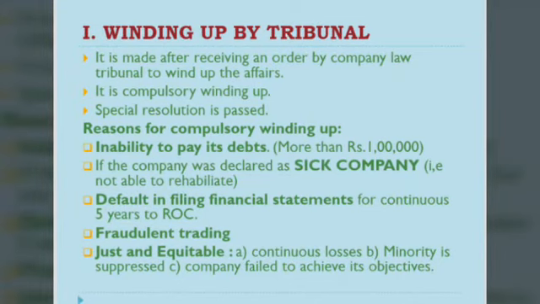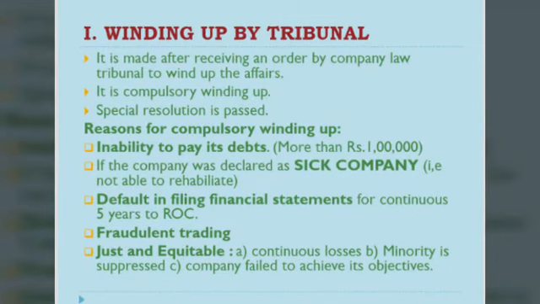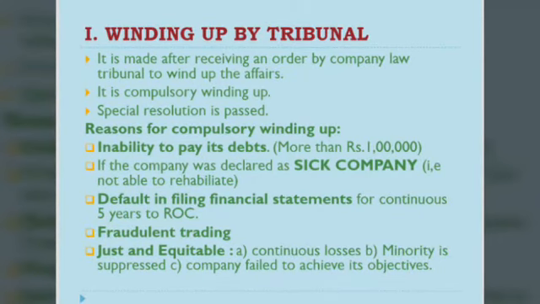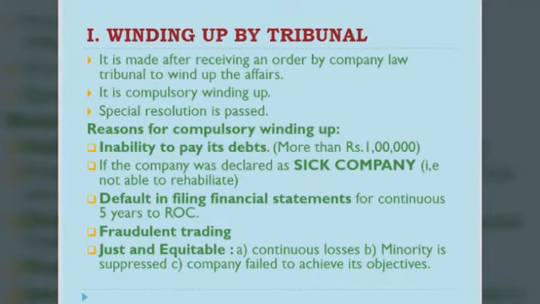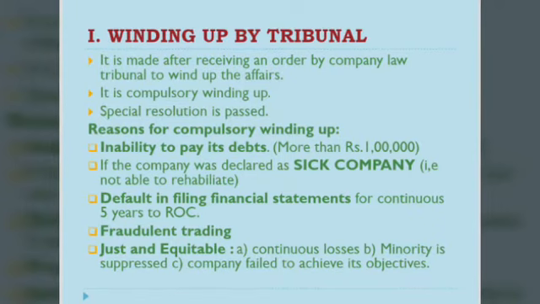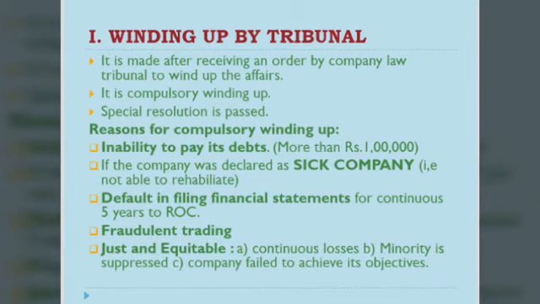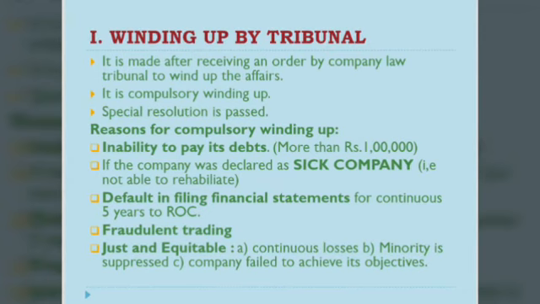Then just and equitable situations, that is the just and equitable clause. Sometimes the company law tribunal will think that this is a just and equitable situation, and in this case the company must be wound up. The reasons for just and equitable winding up are: if the company is suffering from continuous losses, the tribunal will order for winding up. Then if the minority views were suppressed, or if the company failed to achieve its objectives, then the tribunal will order for winding up under the just and equitable clause. These were the reasons for compulsory winding up.